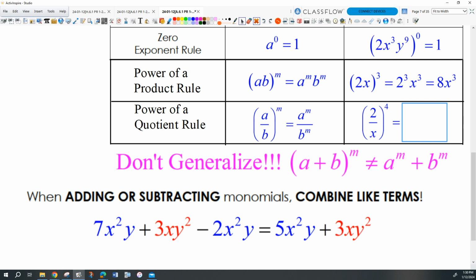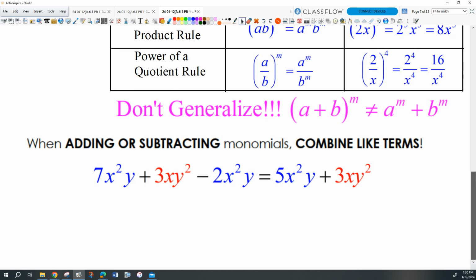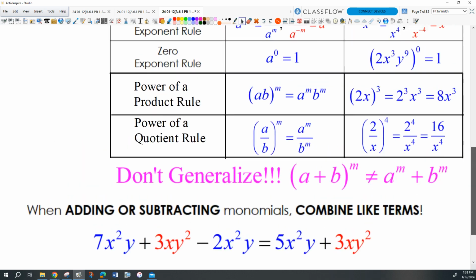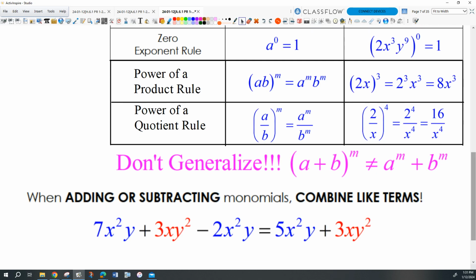How about this one? The quantity 2 over x to the 4th is 2 to the 4th over x to the 4th, which is 16 over x to the 4th. Good. Okay. And then a reminder for your notes. Don't generalize, right? Just because we can distribute the exponent when we're multiplying or dividing, don't assume that you can distribute it when you're adding or subtracting, because it doesn't work.